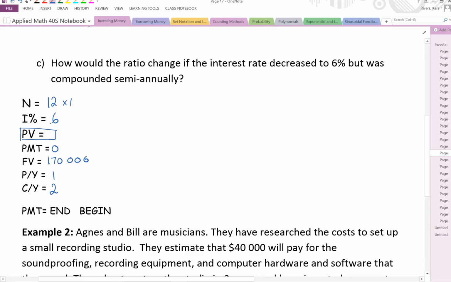So make a prediction. Do you think that you're going to be earning more or less in this way? Do you think the amount that you're going to be investing would have to be more or less than you did when your interest rate was higher but your compounding period was lower? Okay, well, let's have a look.